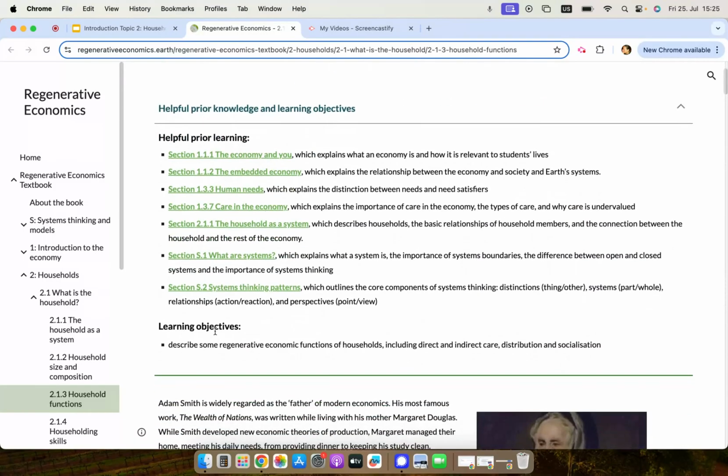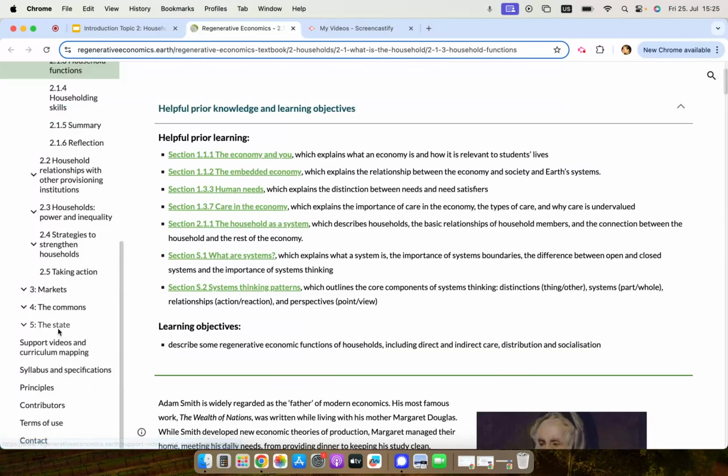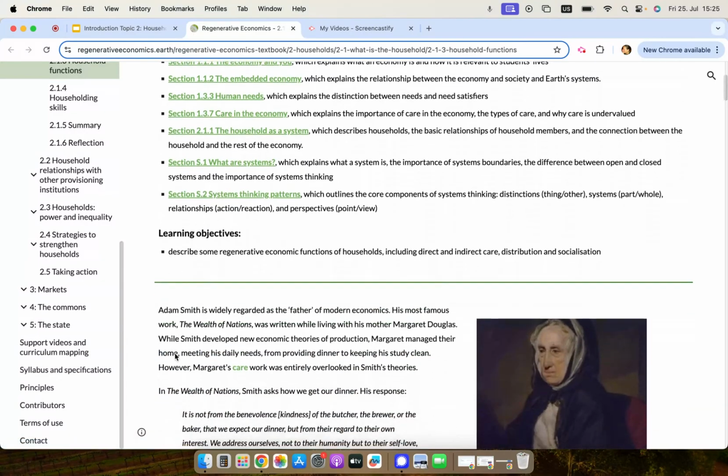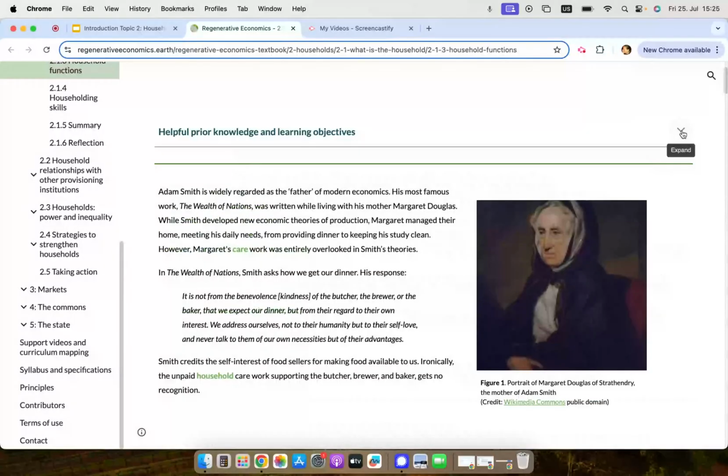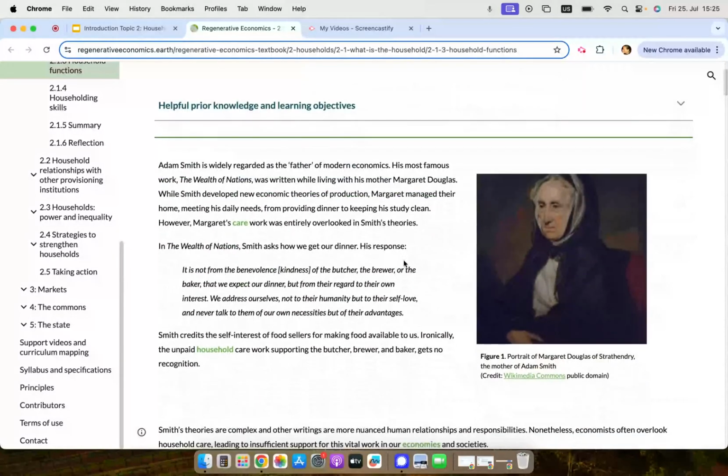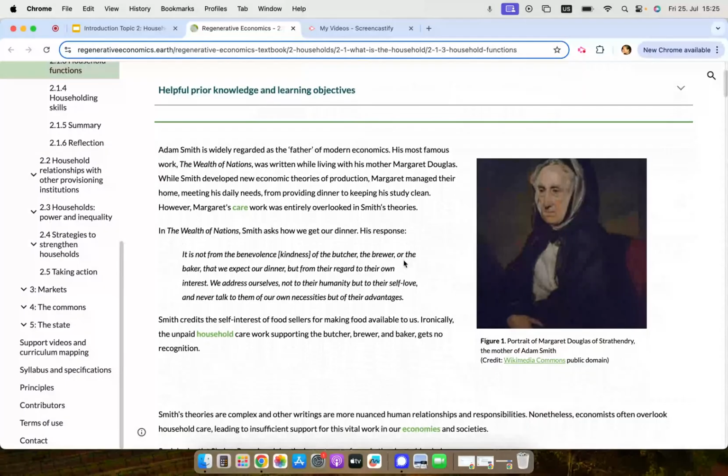We also have learning objectives here. There is one learning objective associated with this section, and you can see it is part of the specifications, so there is an alignment here. Now, every section of text, including this one on household functions, starts with a hook. In this case, it's the story about Adam Smith, who wrote his famous book, The Wealth of Nations, while he was living with his mother, Margaret, who cared for him at the time.